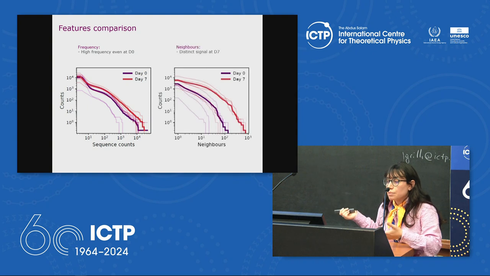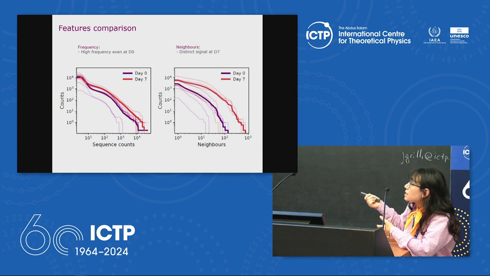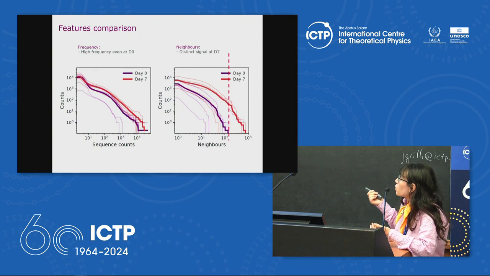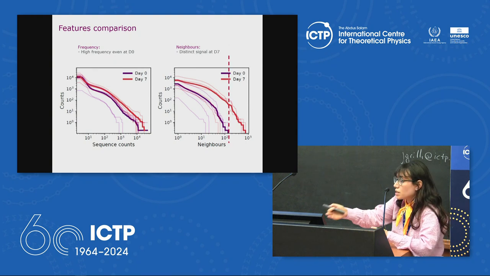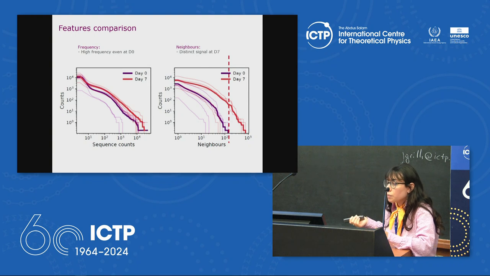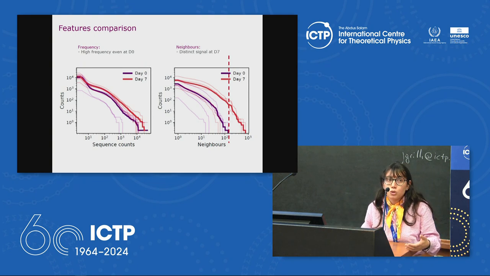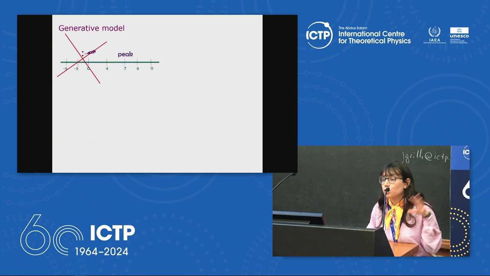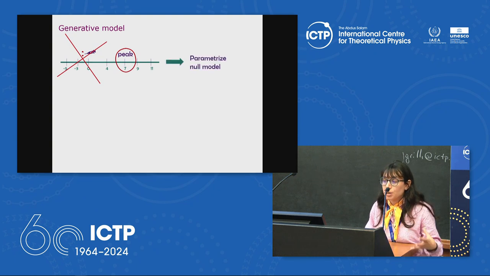Instead, if we look at the same distribution for neighbors, we can really see a shift at day 7. So it's natural to put a threshold there and isolate all the sequences above this threshold and consider them good candidates to be antigen specific. But now you can argue that at the beginning I told you I want to do this using only one time point, and to put this threshold I need to know the distribution of day 0. So if we want to get rid of day 0 and focus on the peak of the infection, which for flu is day 7, we need to parameterize a null model.